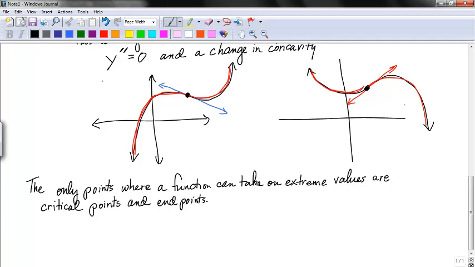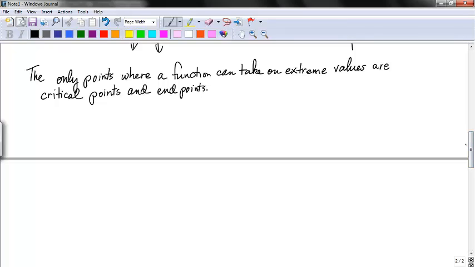Then the author goes through the first derivative theorem for local extreme values. This is called the first derivative theorem for local extreme values.